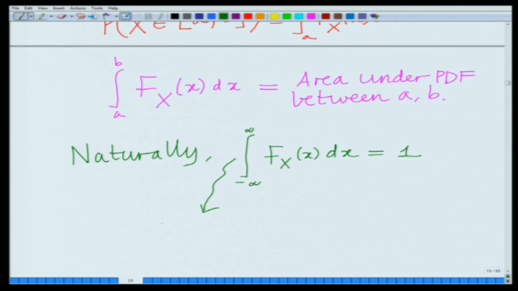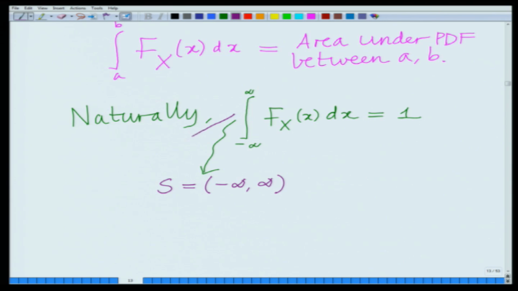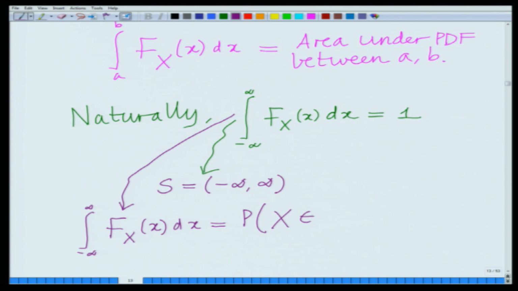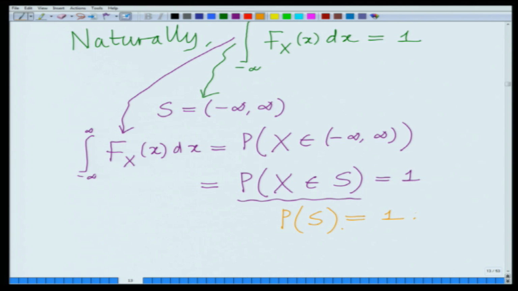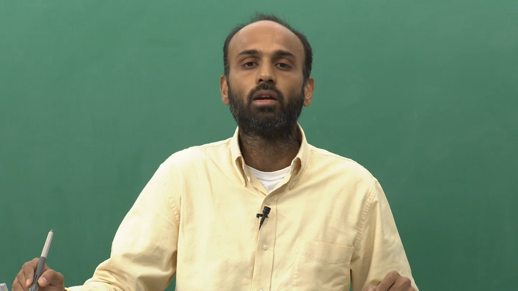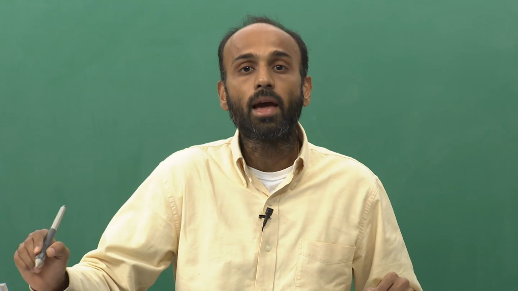So, what we are saying is, for this random variable x, the sample space equals minus infinity to infinity. Therefore, integral minus infinity to infinity f of x dx is basically the probability that the random variable x belongs to minus infinity to infinity, which is the same as the probability that the random variable x belongs to the sample space, which is equal to 1. Because, as we have seen in the axioms of probability before, this quantity is the probability of the sample space, and from the second axiom of probability, the probability of the sample space is equal to 1. Therefore, the total area under the probability density.